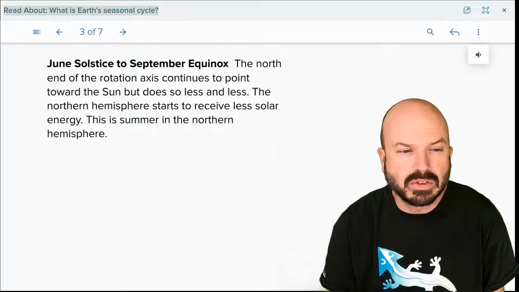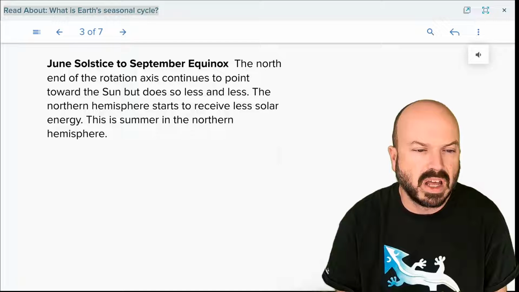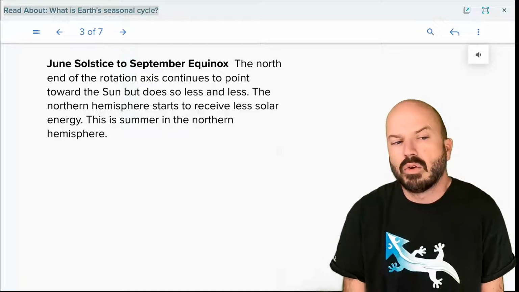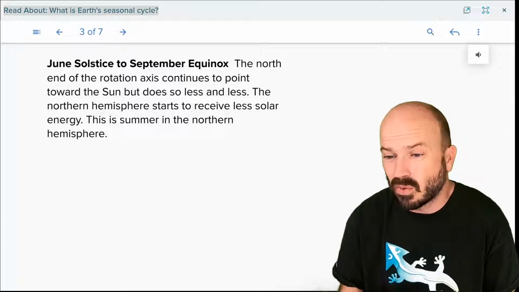Then we have the June solstice to the summer equinox. The north end of the rotation axis continues to point towards the sun, but does so less and less. The northern hemisphere starts to receive less solar energy. This is summer in the northern hemisphere.